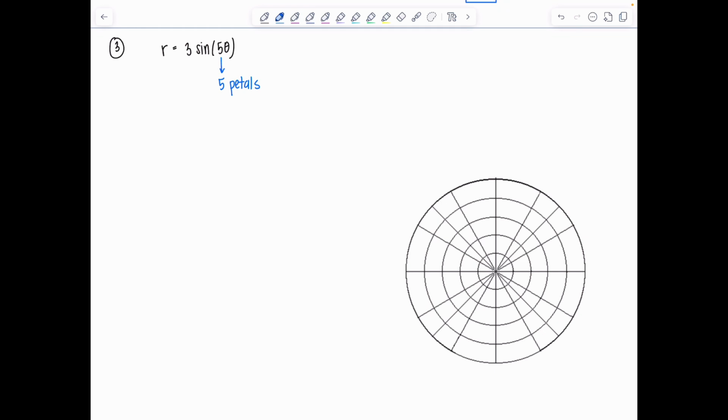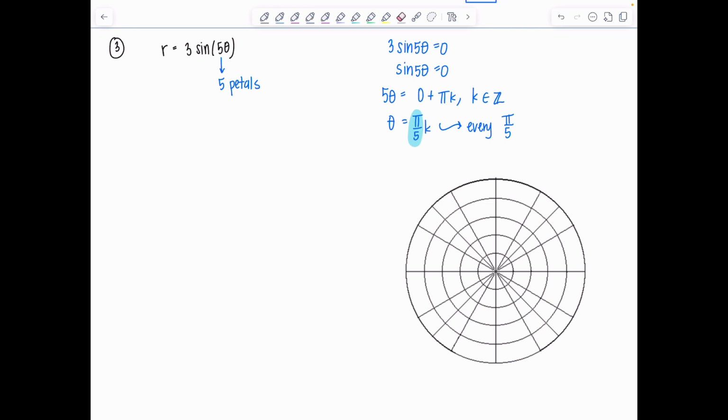How long does it take for a petal to get traced out? Well, you set 3 sine 5 theta equal to 0. So that means sine 5 theta is 0. That means, let's think, sine is 0 at 0 plus pi k, k is an integer. You don't need to put 0 plus anything, right? So theta is going to be pi over 5 k. So every pi over 5, a petal gets traced out. Halfway between, the petal is going to be at the max, okay?